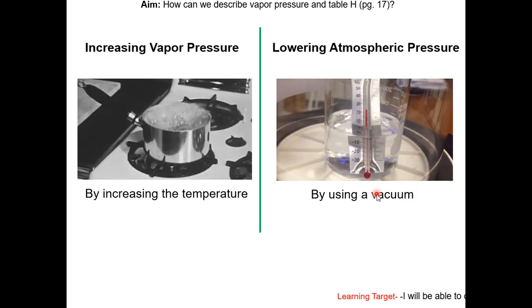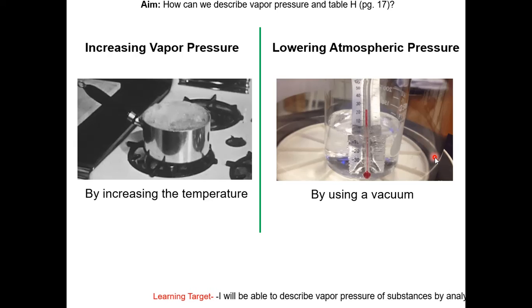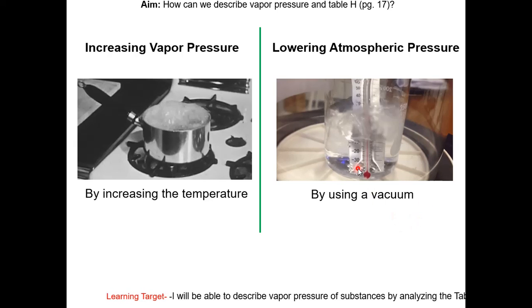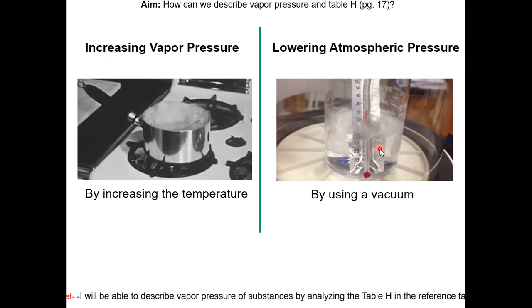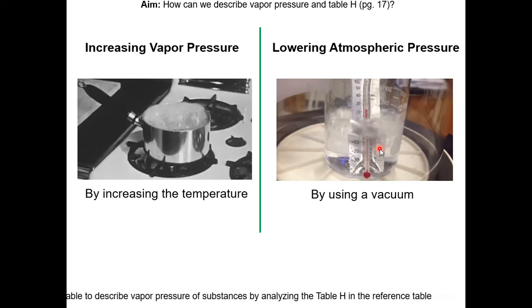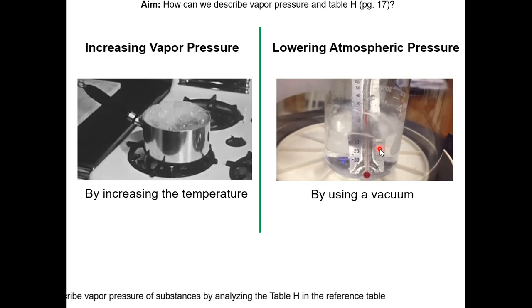Here we're using a vacuum to remove the air molecules inside this container. By doing that, the air pressure will decrease until it is equal to the vapor pressure. Once it's equal, water will boil. So as you can see here, water is boiling at room temperature. That is why water will boil at a lower temperature at higher altitude than at lower altitudes.